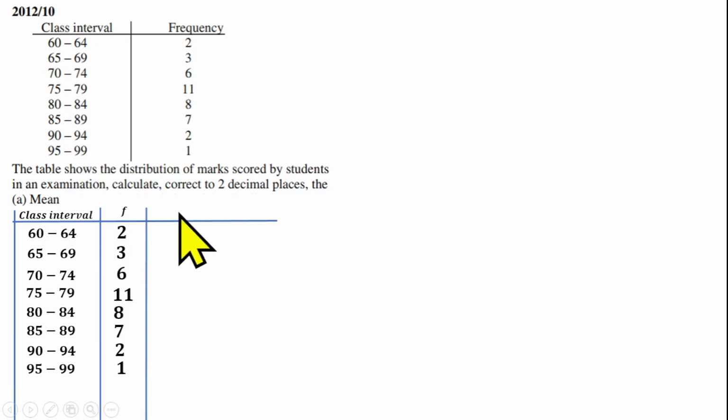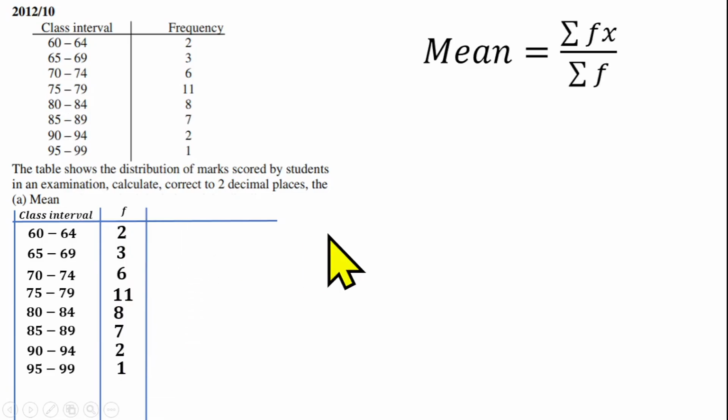So if you can see, we have frequency, but we don't have our x. So we need to first compute our x, and the x is the midpoint of the class interval. Of course, we need to find our summation of f. Sum your f together, and that gives us 40. Then we need to find our x, which is the midpoint of the class interval.